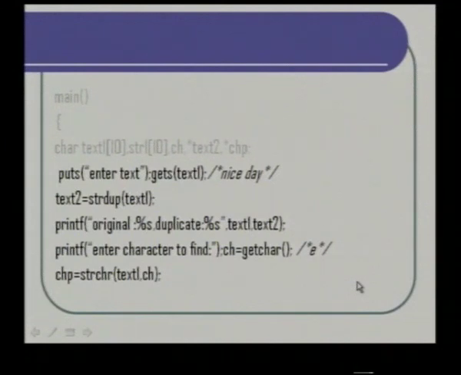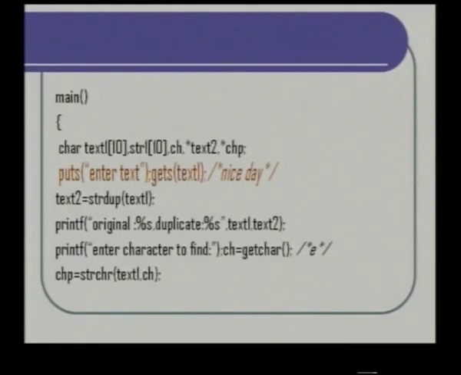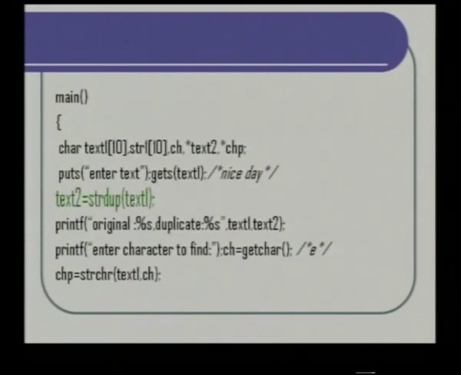So, I am declaring 2 strings over here, text1 and string 1, 2 pointer variables text2 and chp, and 1 character ch, that is to search for a certain character. For that reason I have a character over here. So, I am getting the text nice day, and here I am duplicating the text first. Duplicating means creating a copy of the text in another memory location.